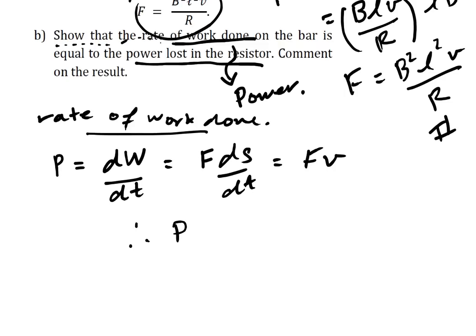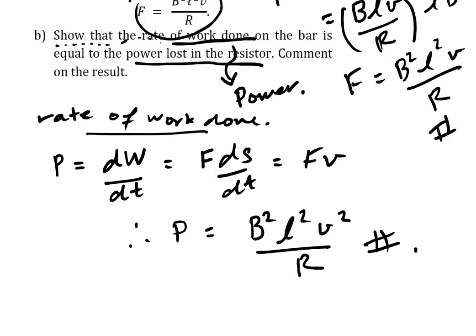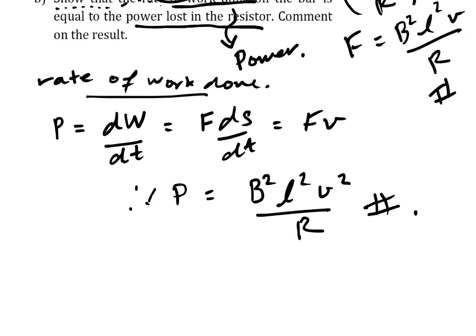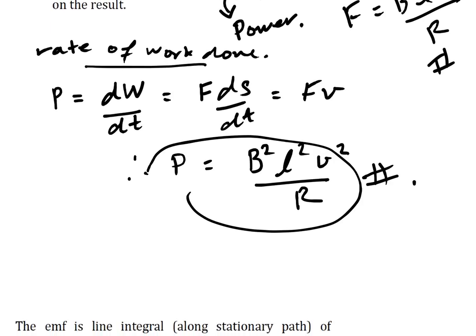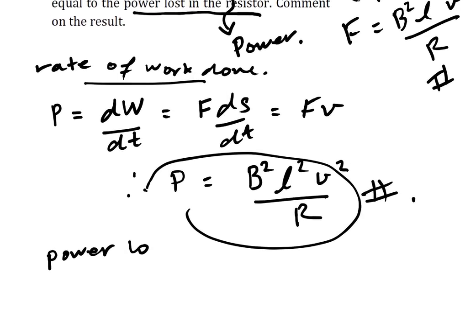So for the rate of work done in this way, we get P equals B squared L squared V squared over R. Okay, so here's the answer for the rate of work done. And for the power loss in the resistor.